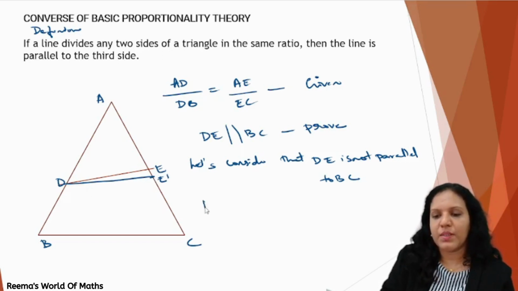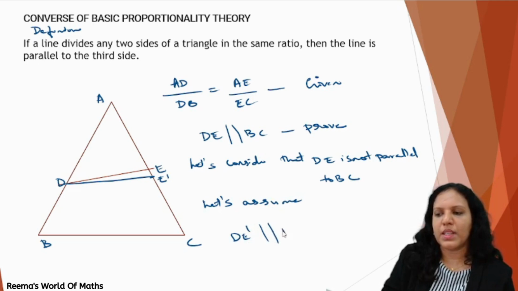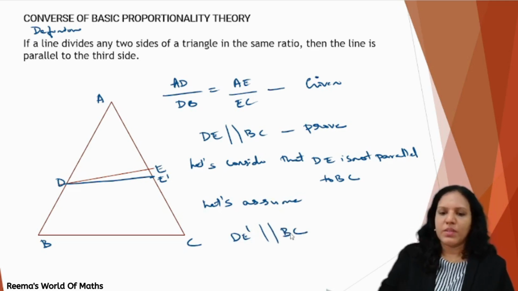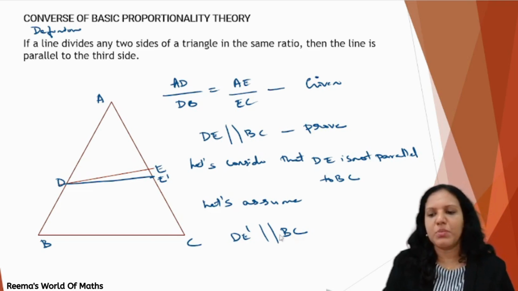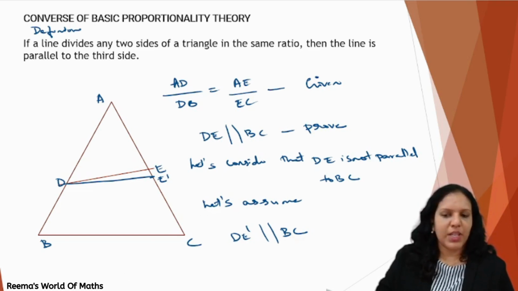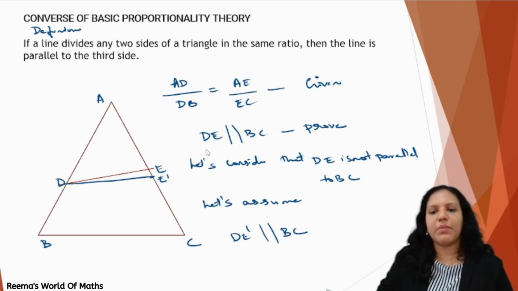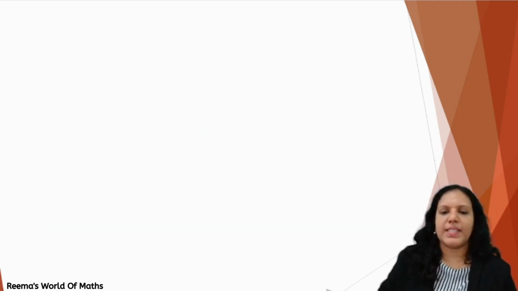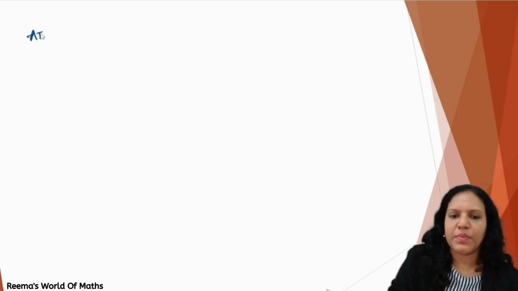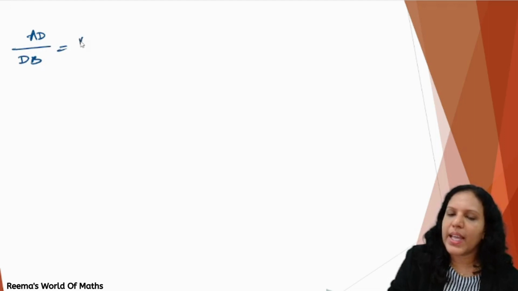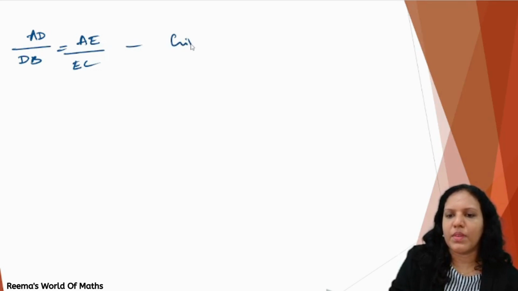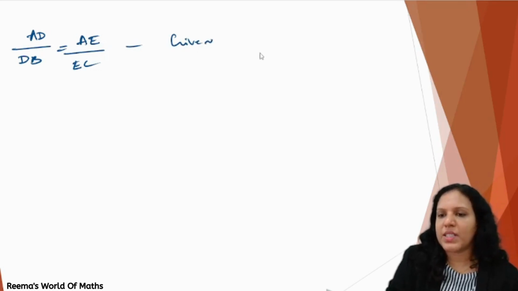So let's assume DE dash is parallel to BC. Now from BPT, let's see how we can prove that. So we have given AD by DB is equal to AE by EC. Let's write that here. AD by DB is equal to AE by EC. This is given. And we have considered what? We have considered DE dash as parallel to BC, right?